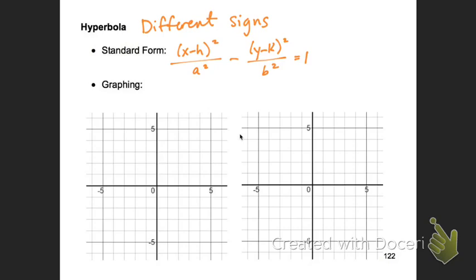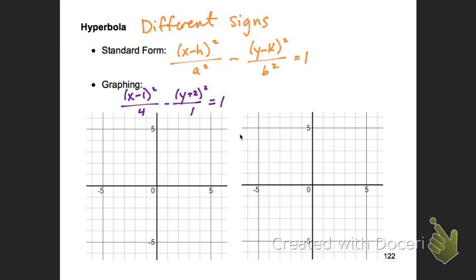(h, k) is your center, a is how many you go left and right, b is how many you go up and down. But we're going to draw it a little differently. So I'm just going to do this one first, and then we're going to go back and do the vertical one. So if I had something like (x minus 1) squared over 4 minus (y plus 2) squared over 1 equals 1.